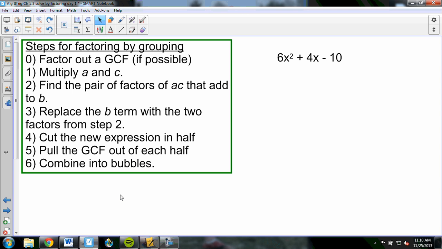Okay, I'm going to run through these steps. Why is step 0 called step 0 and not step 1? Because it's not always going to happen. It's not necessarily going to happen, and it's not really part of factoring by grouping. It's just part of how you factor in general. You should always look to pull out a GCF first. So in this case, if I pull out a GCF, I'm pulling out a 2.